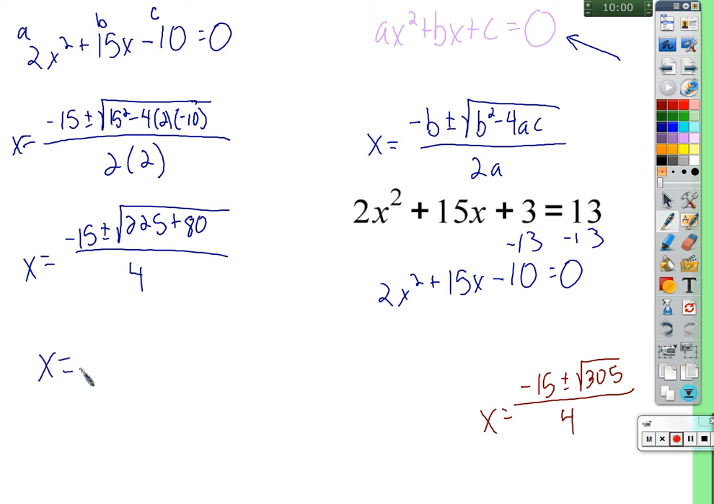All this formula does is it's done all the completing the square work, and then it just tells you where to put the numbers. This is where all the numbers will wind up if you do completing the square. Negative 15 plus or minus the square root of 305, over 4. So the quadratic formula is the result of doing completing the square on a, b, and c. Not 2 and 15 and negative 10, but a, b, and c.